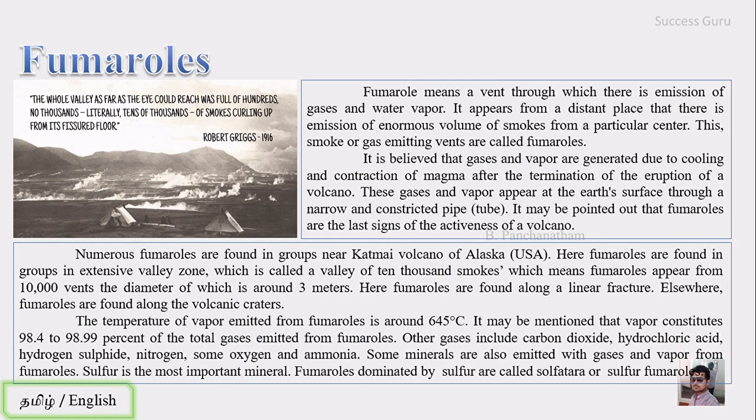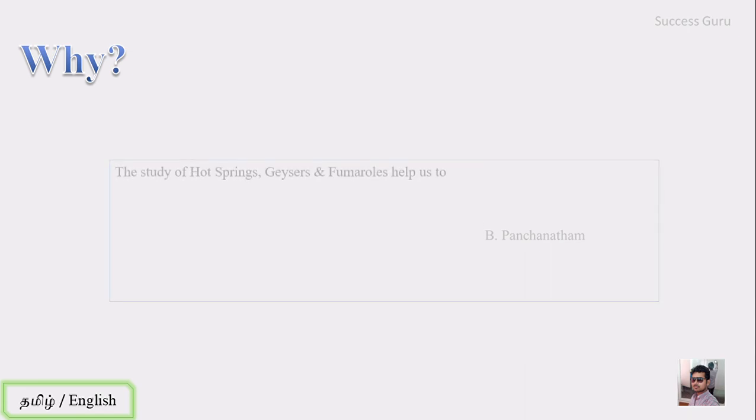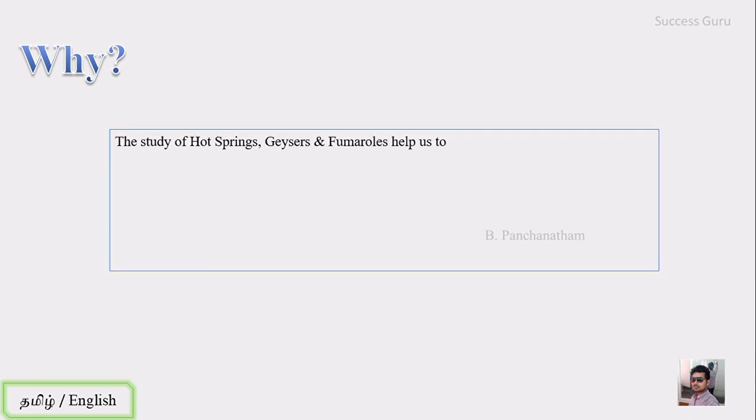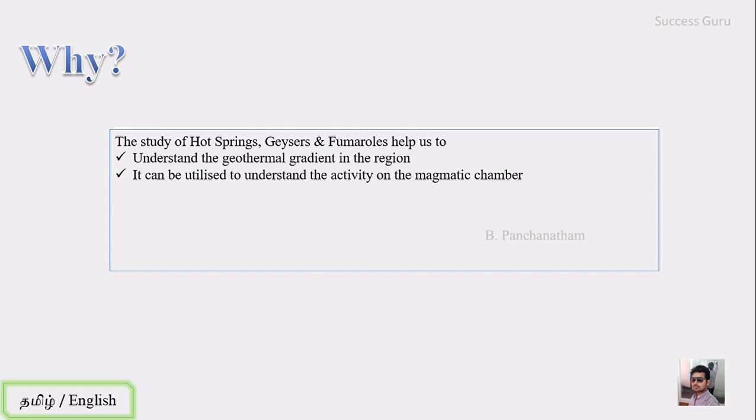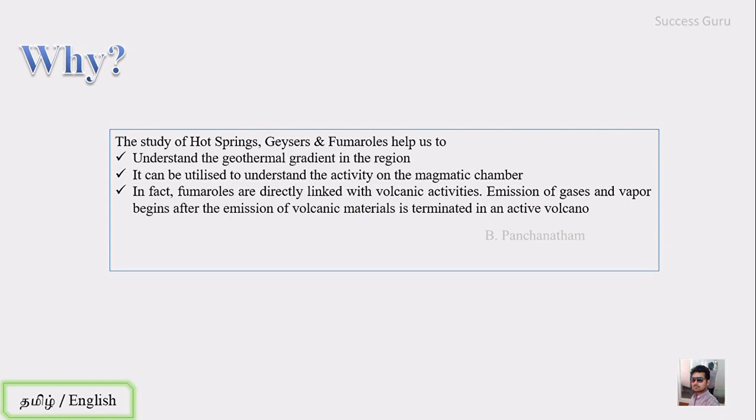Okay, so this is how fumaroles are classified according to the composition of their emission. Okay, let us see why it is important to study a geyser or fumarole or even a hot spring. The study of hot springs, geysers, and fumaroles helps us to understand the geothermal gradient in that region. Not only that, it can be utilized to understand the activity of the magmatic chamber. In fact, fumaroles are directly linked with volcanic activity, and emission of gases and vapor begins after the emission of volcanic material is terminated in the active volcano. So when the eruption in a volcanic region is terminated, it continues in terms of fumaroles around it.